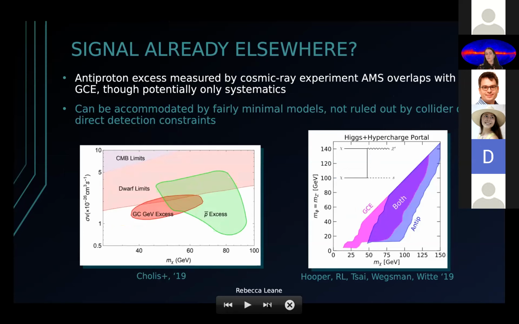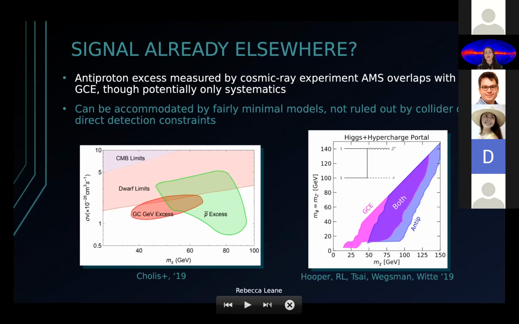So there is an excess of antiprotons that's been detected by the cosmic ray experiment AMS, and it actually overlaps with the GCE. There's been a bit of debate in the literature about whether it's systematics or how significant the signal is. I won't discuss that; you can see Tim Linden's talk later today. But interestingly, this can be accommodated with really minimal particle physics models, and it isn't ruled out by collider or direct detection constraints.